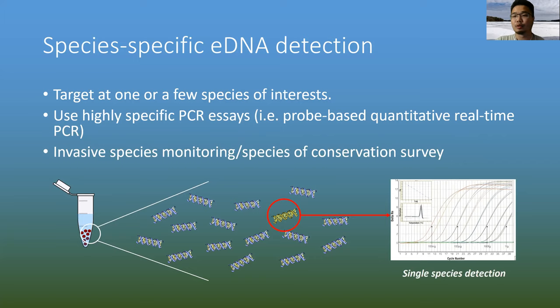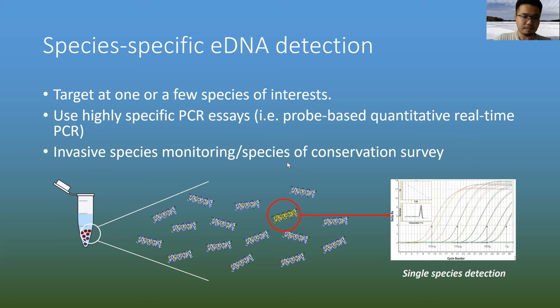Okay, the same goes with the study of species of conservation concern, because those species tend to be rare in nature. So this technology is really good for looking for them, for example the eastern hellbenders in the States. They're rare. They're not easy to find, so you can just take water from the environment and infer whether the salamander is in the area or not.